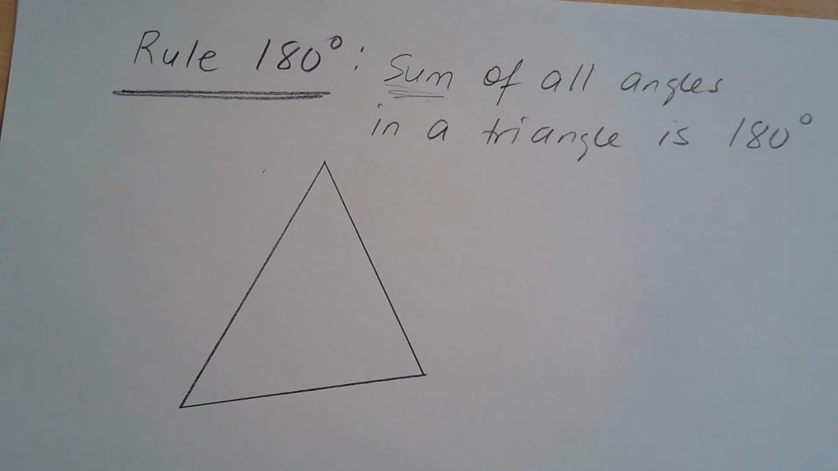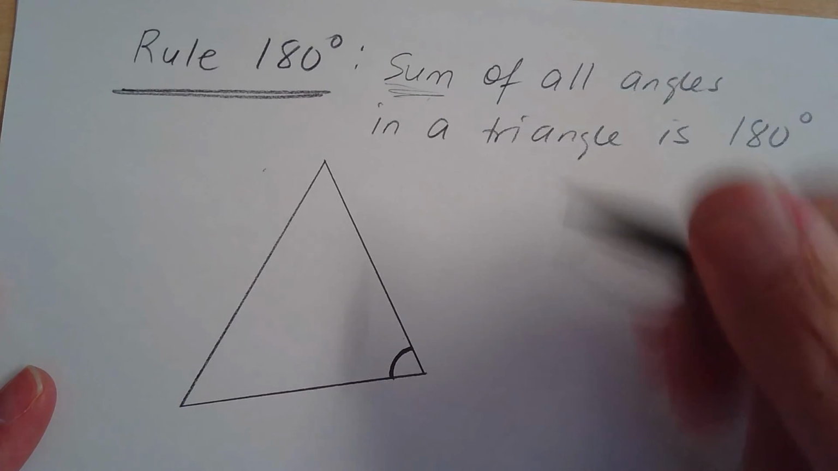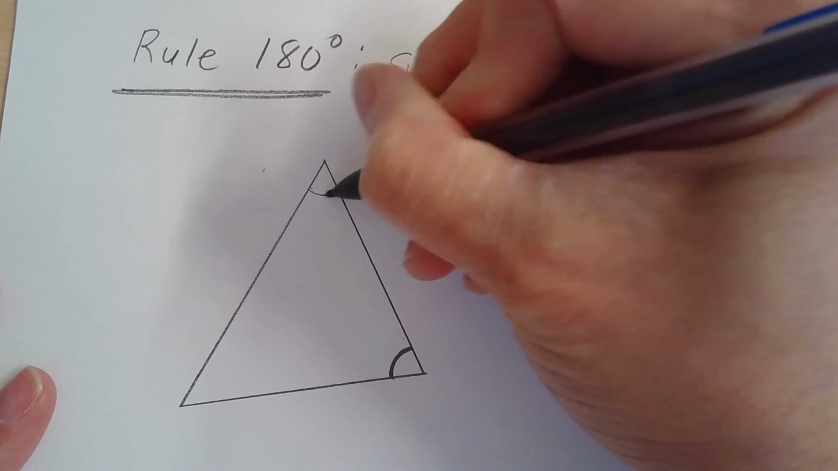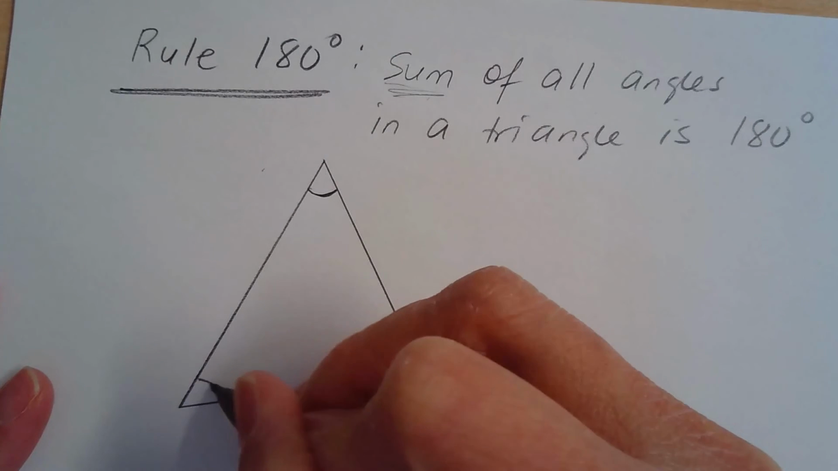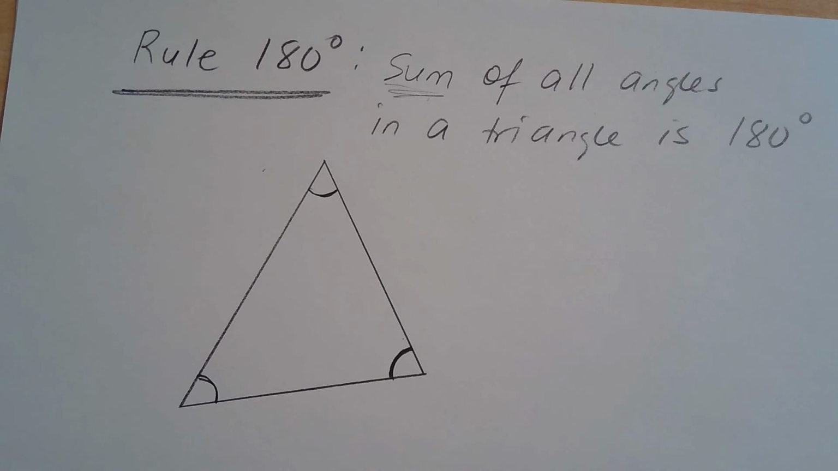Okay, so they're saying that when you measure this angle and this angle, combine them together. That's what it means by sum. By combining, adding together, it's going to add up to 180. Okay, now here's what I'm going to do to show you that it's 180.